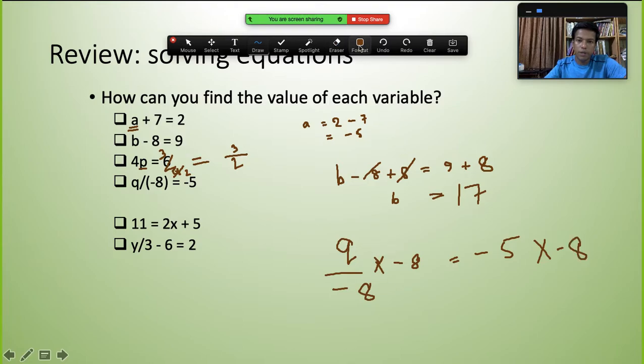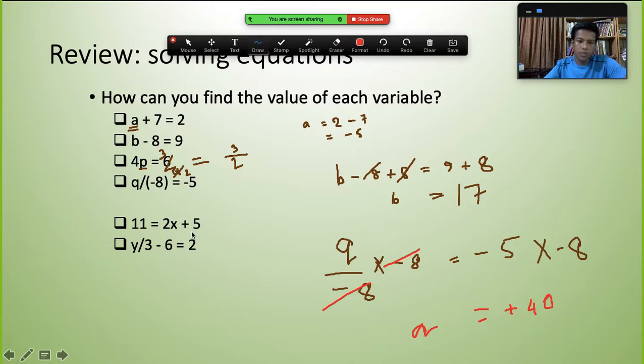But from our left hand side, this minus 8 is cancelled out, since one is in the denominator and another one is in the numerator. Numerator is up, denominator is down, so this and this cancel out. Then we have q equals 5 into 8, minus into minus means plus, 5 into 8 means 40. So this way we can solve.